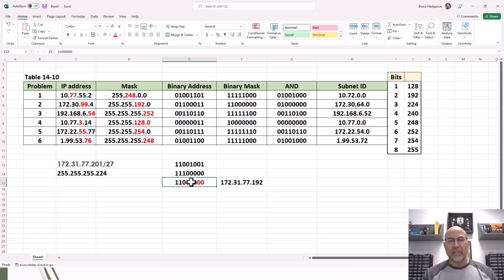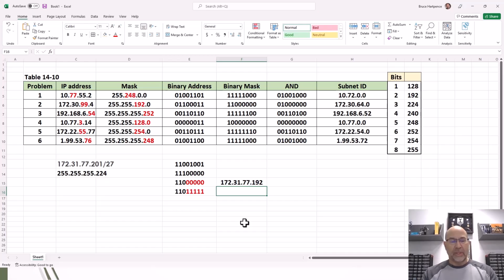Well, what would the broadcast be? We need to take this exact same ending and put all ones in the host portion. So that would look something like this. Well, what is this value? Turns out it's 172.31.77 dot, well, what's 192 plus 31? Turns out it's 223. So that's how you would work through that problem. That was a tough one, so I thought we'd do it here.